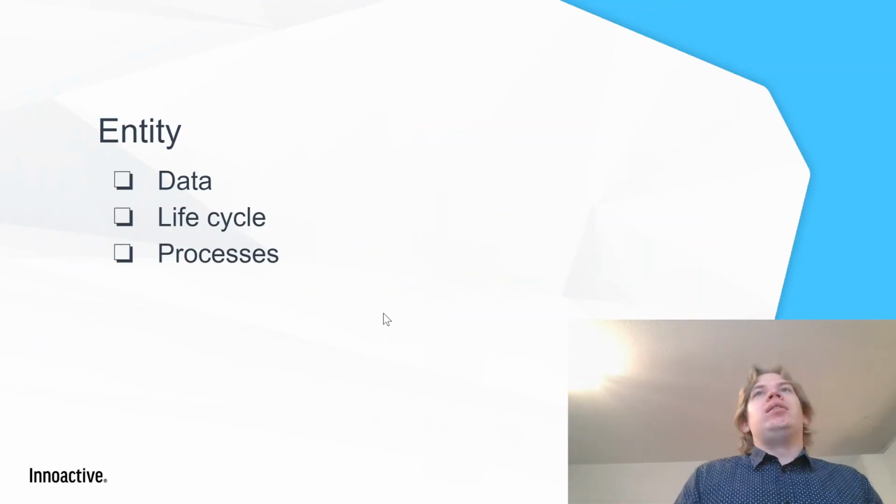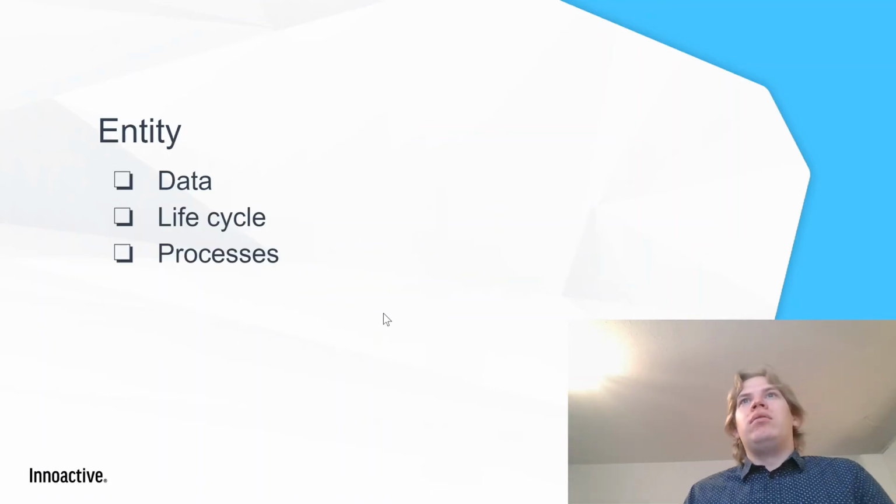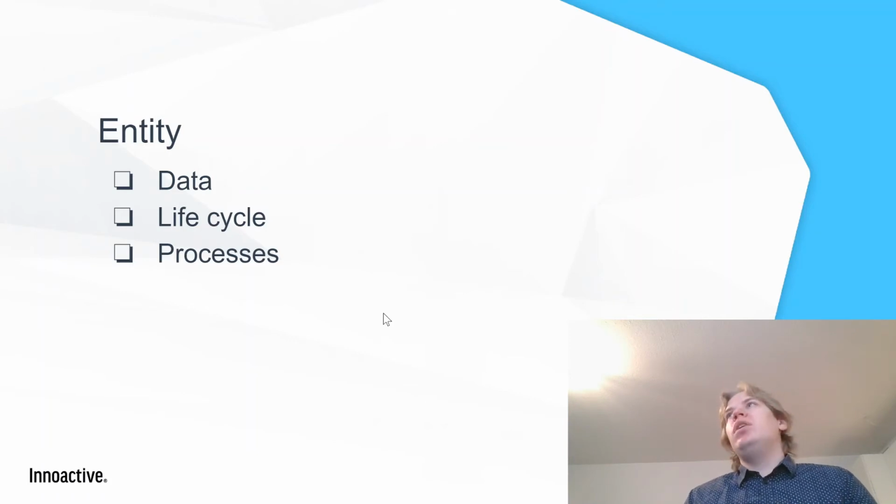So what is an entity? An entity consists of the data, lifecycle, and its processes. Data is a very simple concept. It's got some variables, some values stored in there. So for example, if we have a move object behavior, its data would contain the target position where we have to move the object. So the data contains no logic, just values.